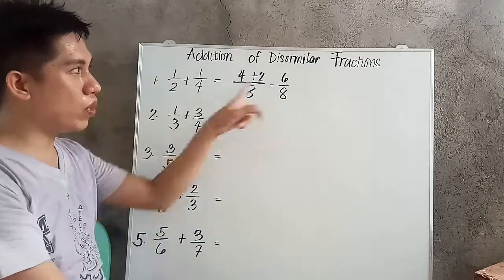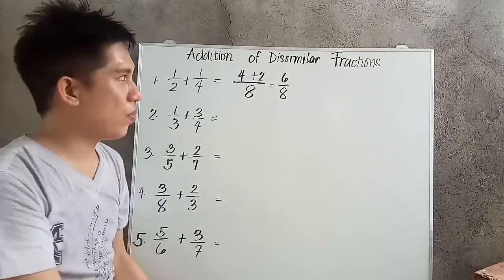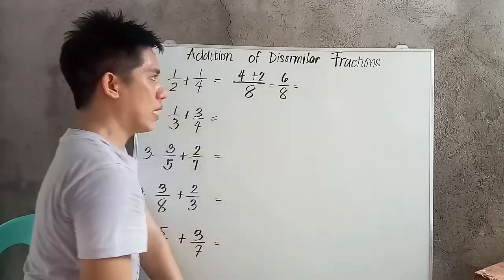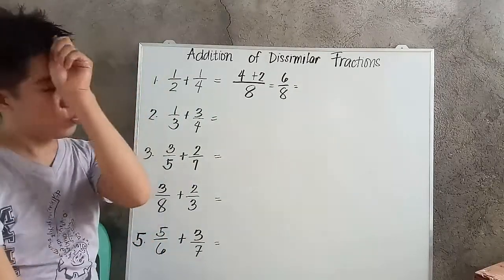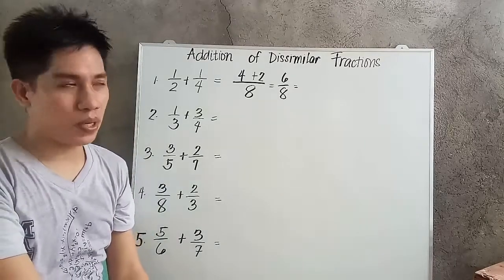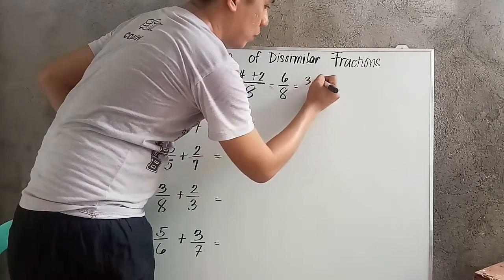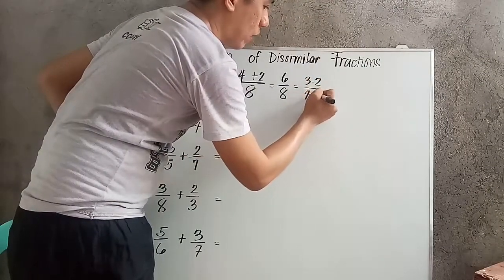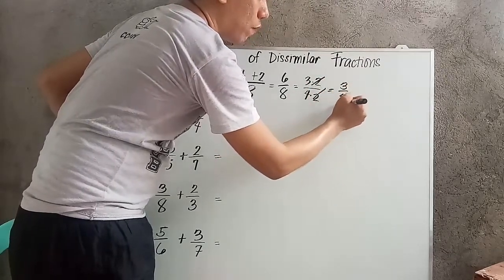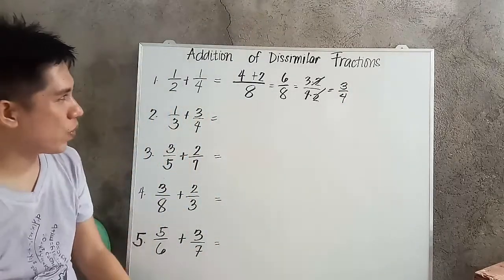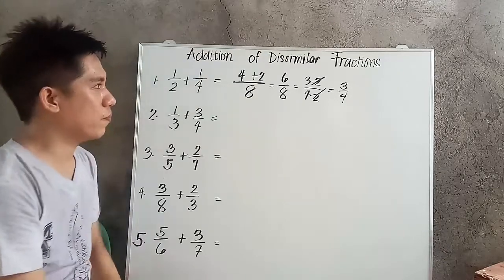Then right after, we will reduce 6 over 8 to its lowest form. We know that 6 and 8 have a common factor, which is 2. So we reduce: we have 3 times 2, and 4 times 2. We cancel the common factors, so the result is 3/4. That is how we get the sum of dissimilar fractions.